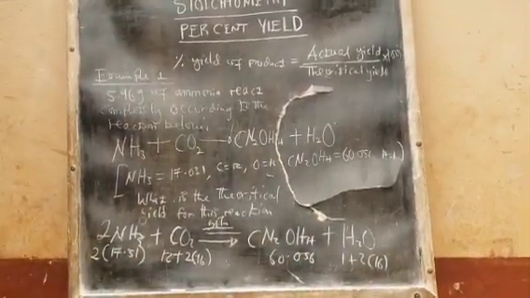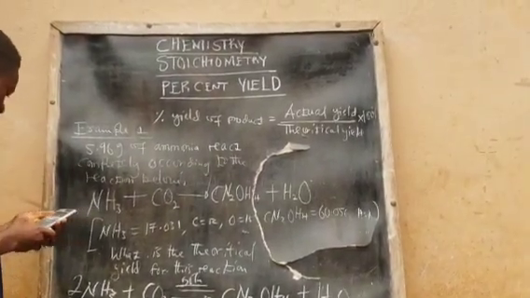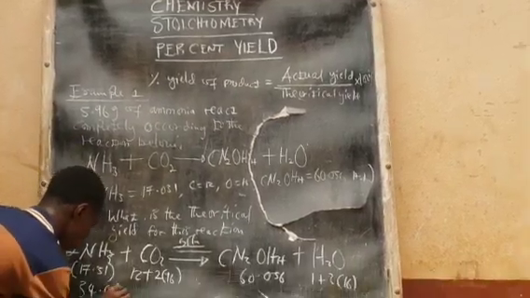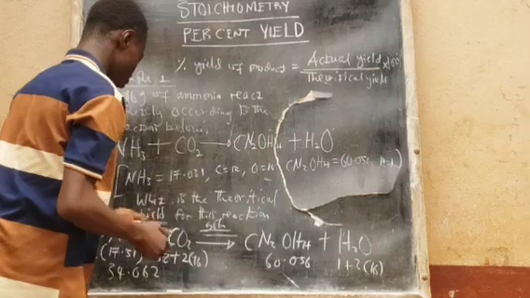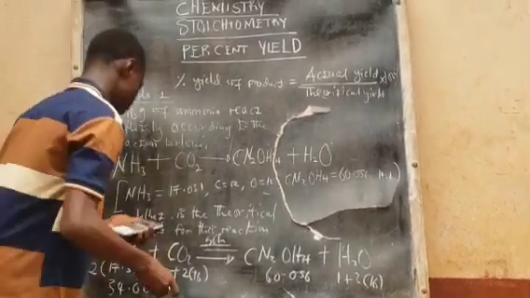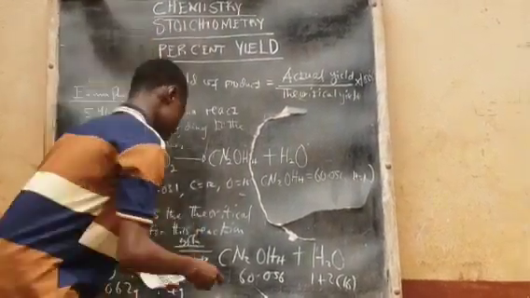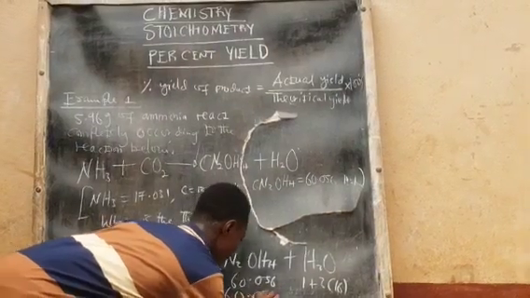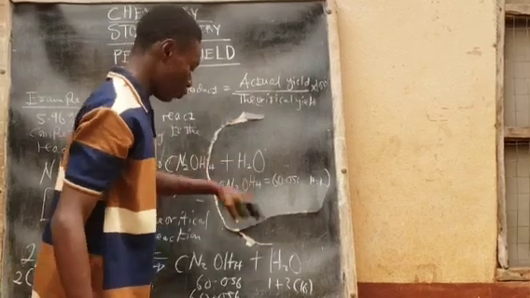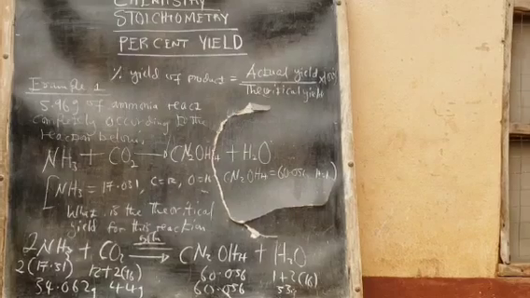So now I will say 2 multiplied by 17.031, I will have 34.062. 2 multiplied by 16 is 32. 12 plus 32 is 44 grams. Urea is 60.05, that is 60.056 grams. 2 multiplied by 16 is 32 plus 1 is 33 grams for water. Now we have found their reacting masses.